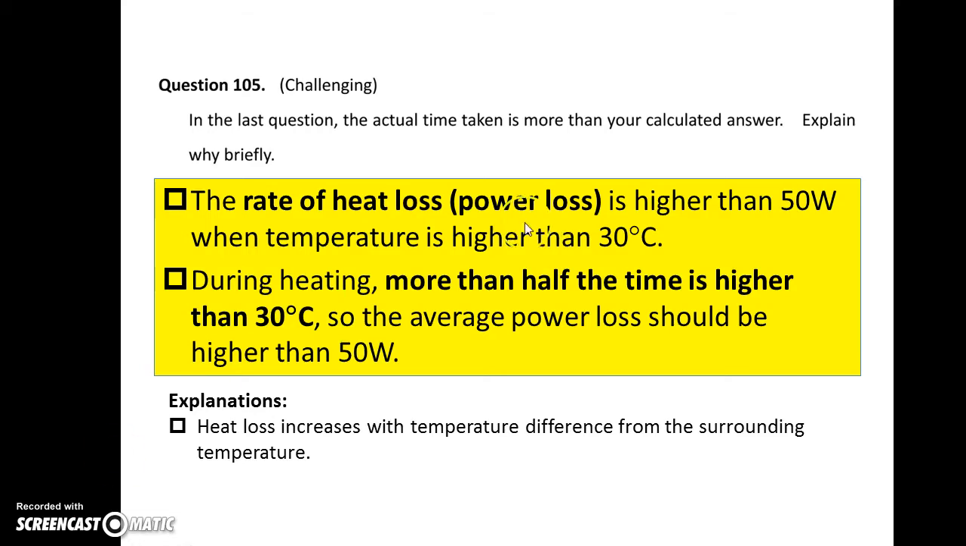However, the answer that you have found in the last question is a bit smaller than the actual time taken. You know why? Because the given power loss, 50 watts, is only the power loss at 30 degrees Celsius, but at higher temperature, the power loss will be higher. And now, heating the water from 20 degrees Celsius to 60 degrees Celsius, more than half the time, the temperature is higher than 30 degrees Celsius, and so the average power loss should be higher than 50 watts.